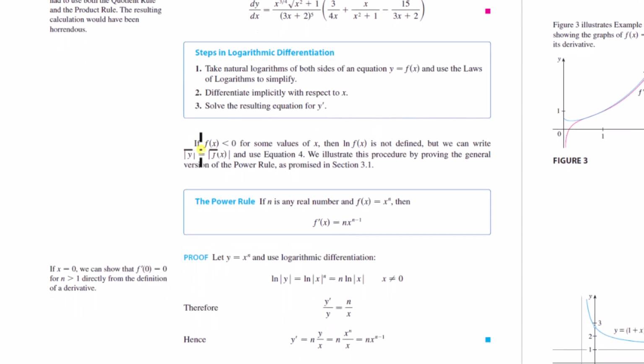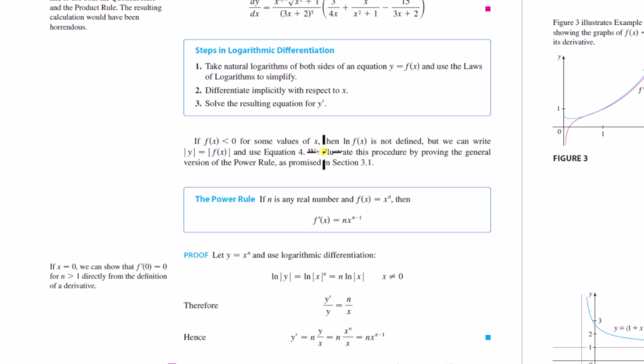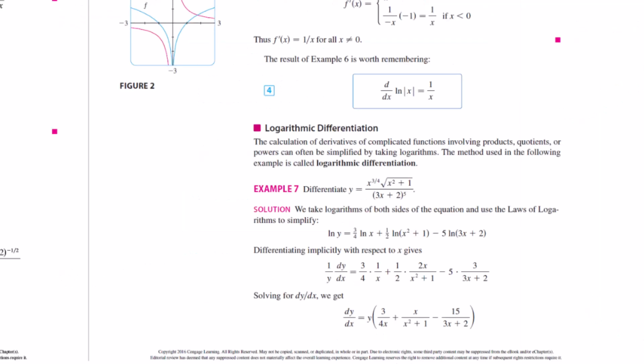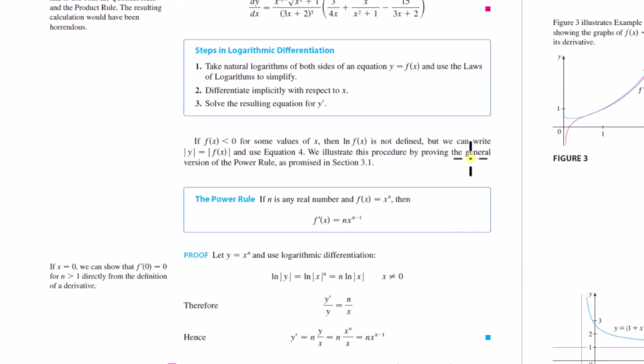Now it says that if f of x is less than 0 for some values of x, then the natural log of f of x is not defined, right? So if we come back here, what about values of x where y is less than 0? This is undefined, isn't it? Natural log of y. Well, you don't have to worry about that, because if you start off by just saying, okay, the absolute value of y is equal to the absolute value of f of x, right? And then you go from there and you find dy dx. You're going to get the exact same result as if you just didn't put the absolute values and just did it assuming that it's always positive anyway.